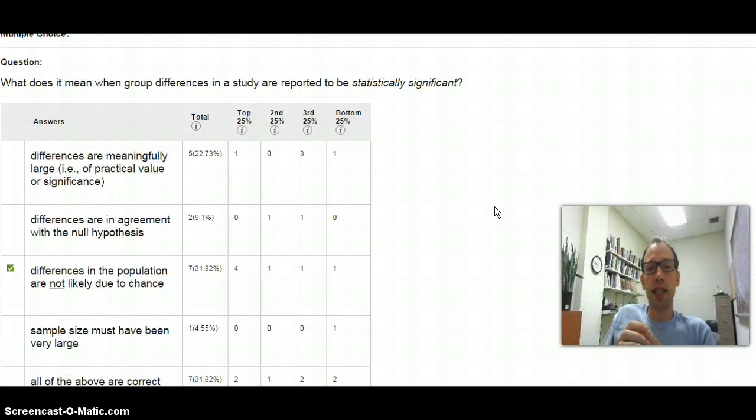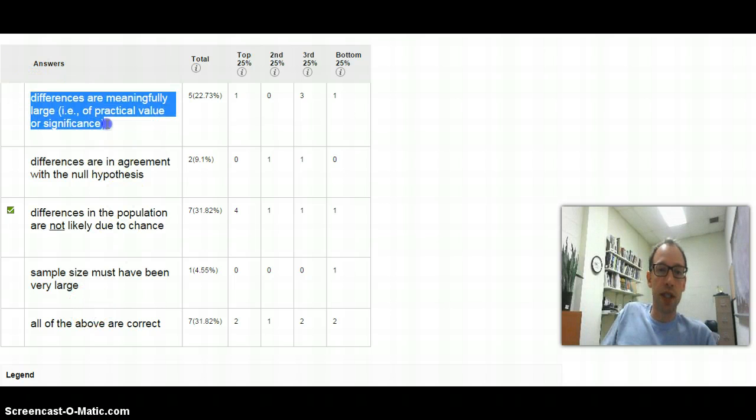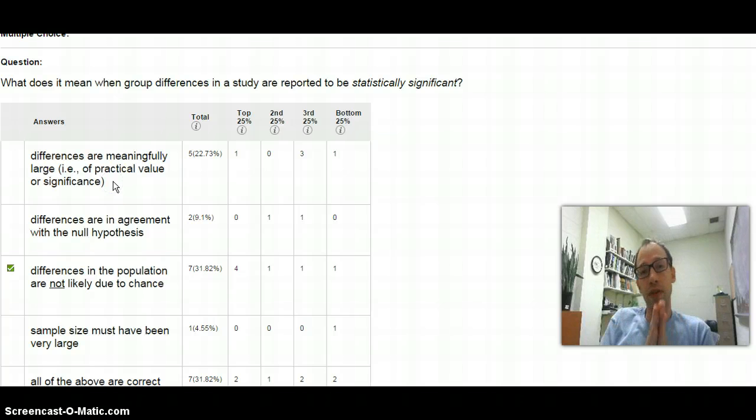Okay, statistically significant is that the difference in population are not likely due to chance. So some people said all of the above are correct, and this differences are meaningfully large. This is very, very important because this is one of the common misperceptions in the general public. Statistically significant means nothing more than there is some kind of effect, but the effect could be tiny, tiny, tiny. Maybe this one pill raises your IQ by 0.00001. That really is meaningless, and it's certainly not worth paying $10 for a bottle of pills or something.